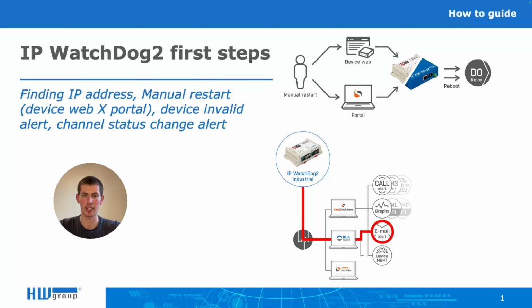In this video series How To, we will show common examples of using the IP Watchdog device and explain its basic settings. In today's video, we will find the IP address of our Watchdog device connected to the LAN, perform a manual restart in two different ways, and configure some basic alerts for the device. Let's begin.